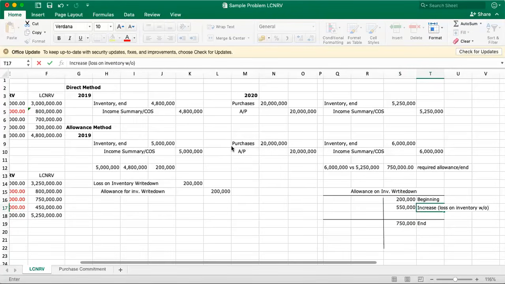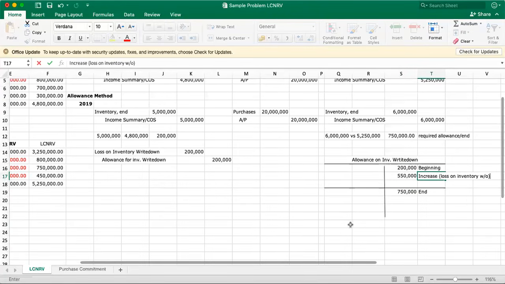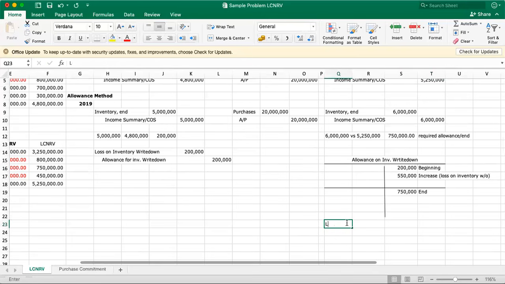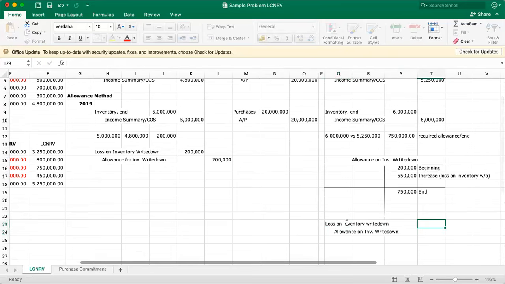So therefore, if there is additional loss on inventory write-down, unsa tong entry? So we debit loss on inventory write-down, we credit allowance for inventory write-down because there's an increase. So that is pila ang increase? 550,000. Okay, kana lang, di ba?